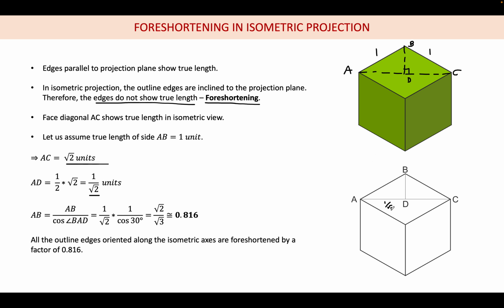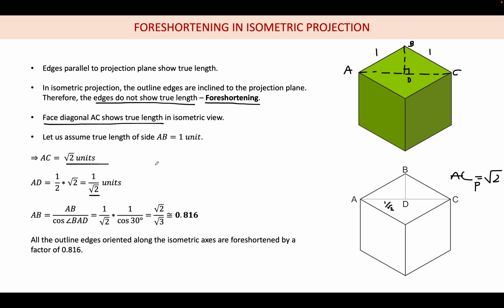And now I am going to find what AB is. AB real unit is 1 mm. But what is the foreshortened length? As we said, only AC is the true length. The face diagonal AC shows the true length. So the true length is root 2. Therefore, the projection length of AC is also equal to root 2. AC projection is also root 2.